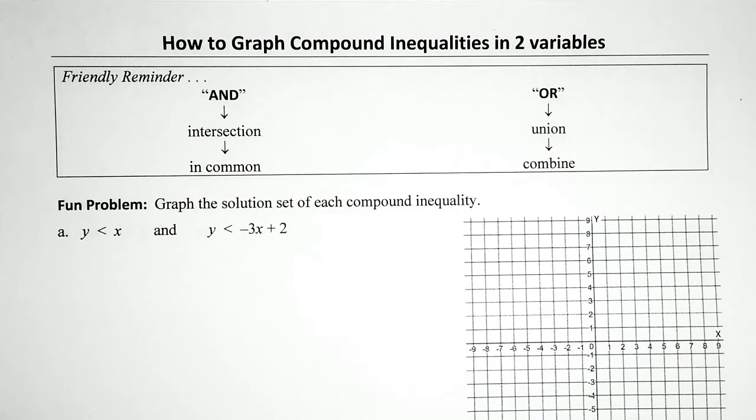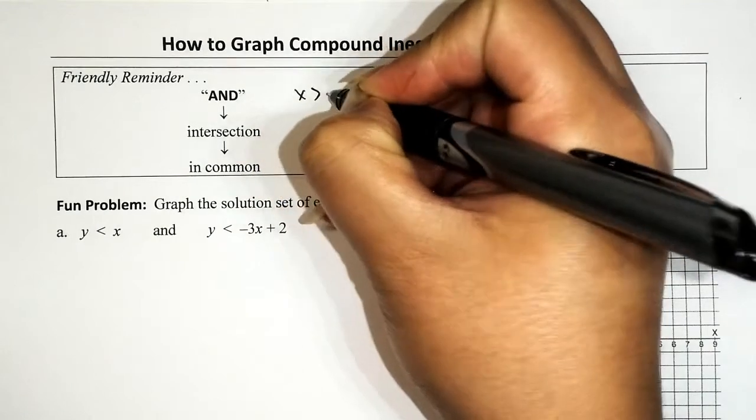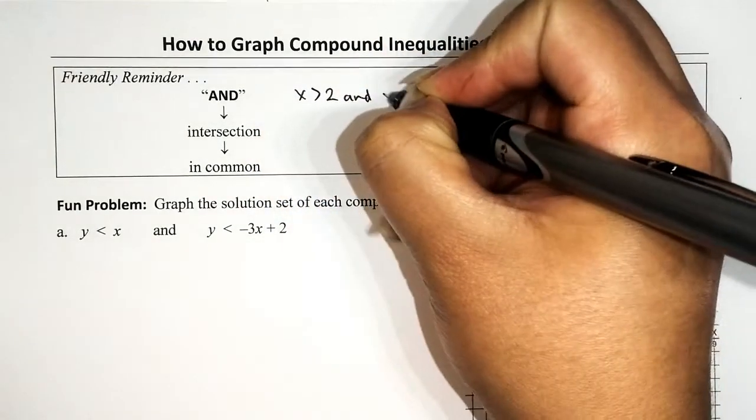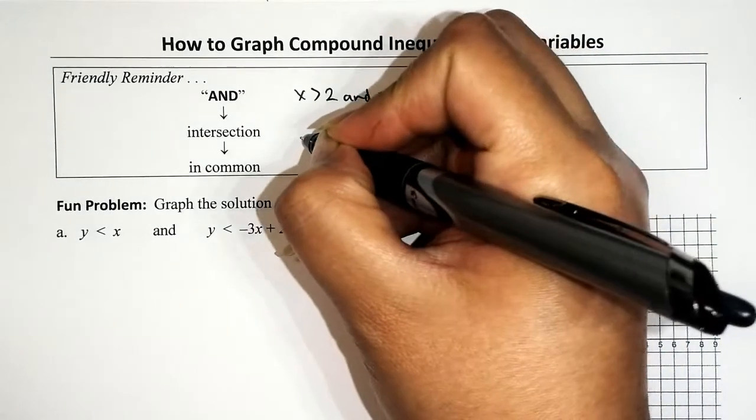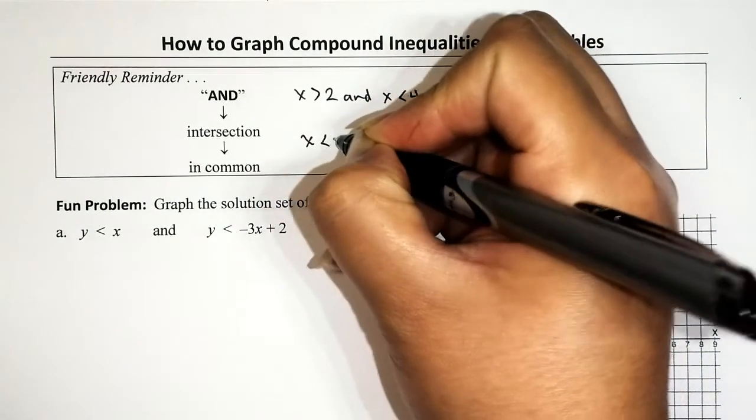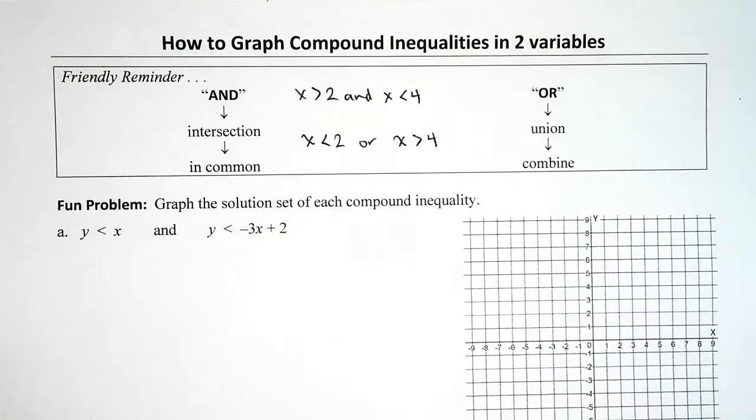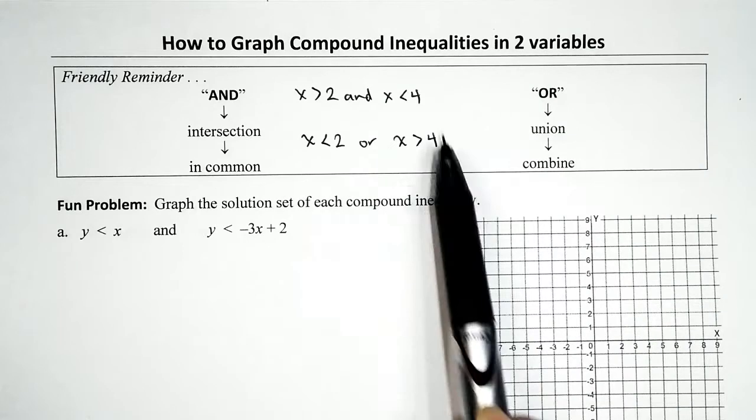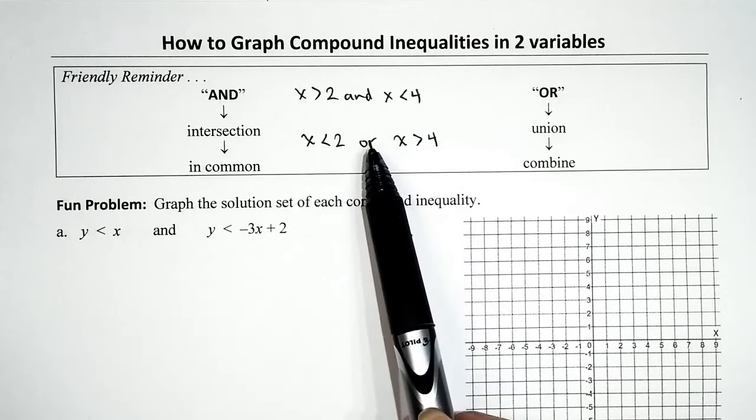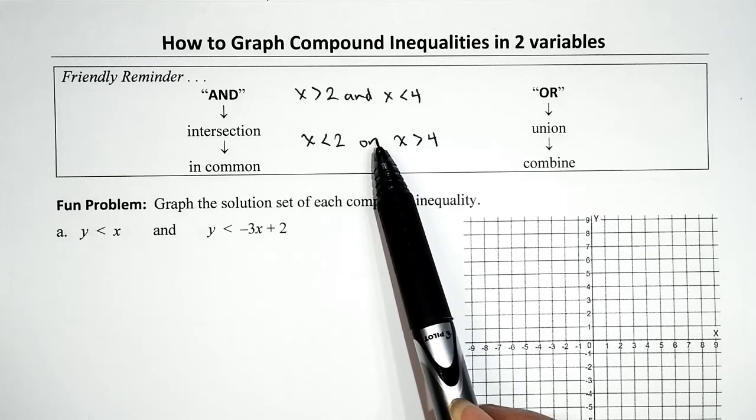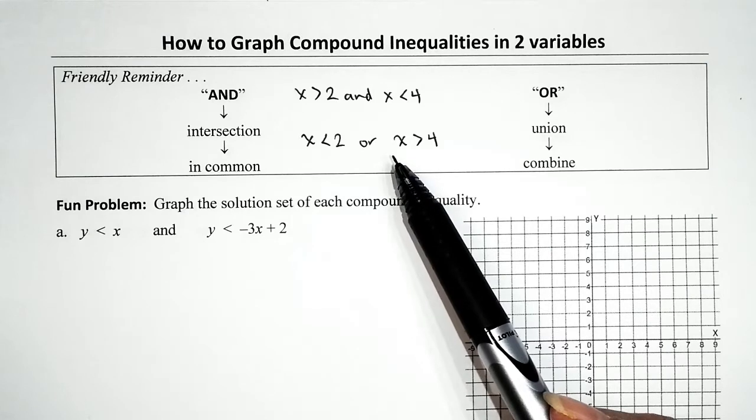So many moons ago we had graphed compound inequalities along the lines of x is greater than 2 and x is less than 4. And then we had said, oh, what if we switch it up and say, why don't we graph x is less than 2 or x is greater than 4. Okay, so if you're cool with these kinds of problems, if you're cool with compound inequalities in the single variable, then when we graph compound inequalities in two variables, it's just going to be a little extra step, but the thought process is the same.